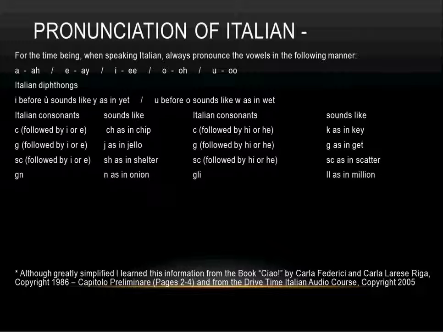Finally, our last two examples in a straight consonant pronunciation is GN. Whenever you have a GN together, it sounds like the N as in onion, as in gnocchi. You may be familiar with that, gnocchi. It's just like the N in onion. When you have a GLI all together, it sounds very similar to the double L in million. Probably the most familiar word is famiglia.